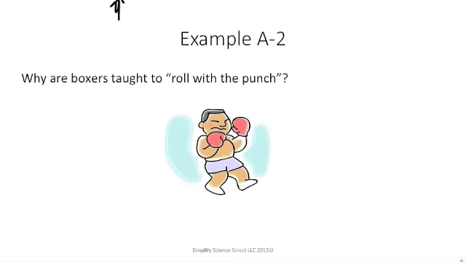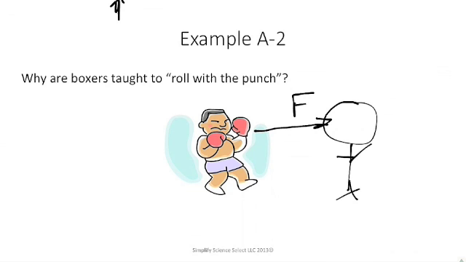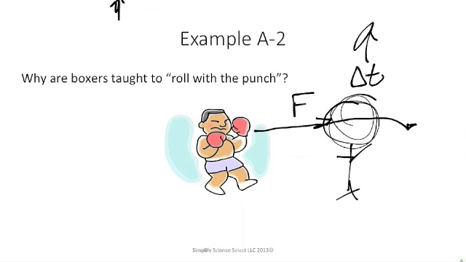Next, it says, why are boxers taught to roll with the punch? It's one of those things where, if this guy is punching this guy, when he exerts a force right here, if you can increase that contact time, okay, remember he's going to get hit with a certain force anyway. So if you can increase that contact time, what you're doing is you're decreasing the force because you're going to have the same change in momentum regardless. Okay, the mass of his head is constant. The change in velocity is going to be the same regardless.